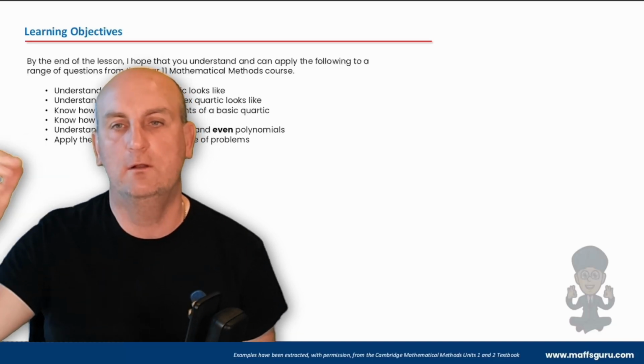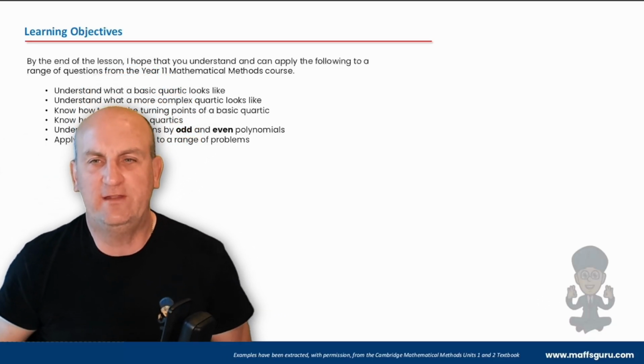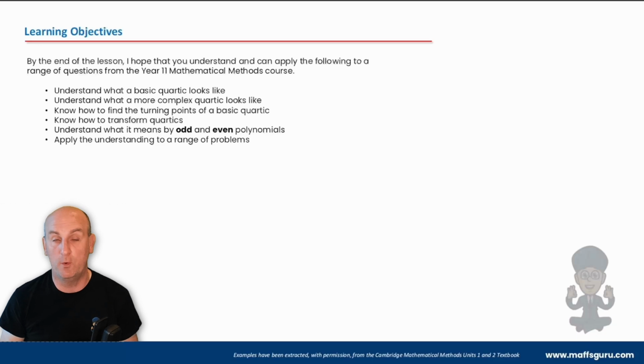Now behind me, we'll look at the learning objectives first. We're going to understand what a basic quartic looks like, what a more complex quartic looks like, know how to find the turning points and to transform quartics. And I keep saying it over and over again. Methods is very much about learning what the basic graphs look like, learning how to transform them in terms of dilations, reflections, and translations. And to be honest with you, I think you're pretty much there. Then it's just unpacking all of the language that we can use to try and trick you.